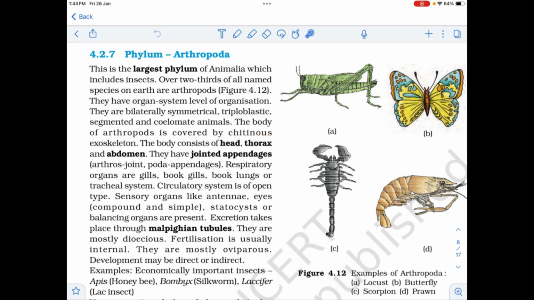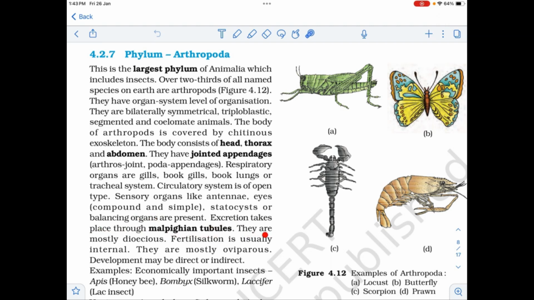Important MCQ. The body consists of head, thorax, and abdomen. They have jointed appendages. Respiratory organs are gills, book lungs, and the tracheal system. The circulatory system is open type. The sensory organs like antennae and eyes are differentiated, compound and simple, and statocysts and balancing organs are present. Excretion takes place through Malpighian tubules.